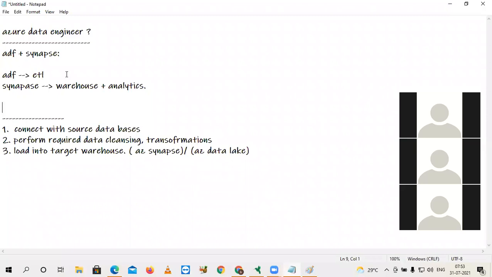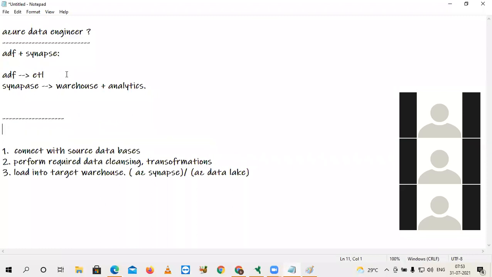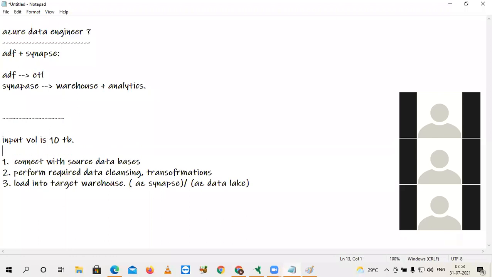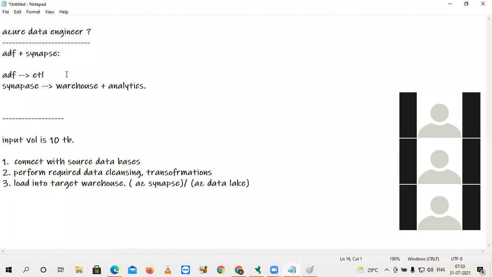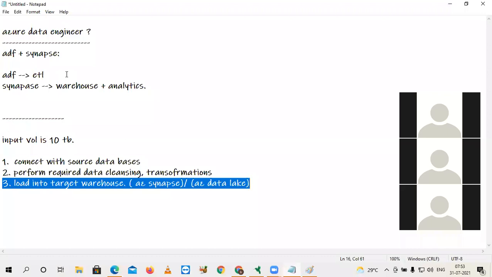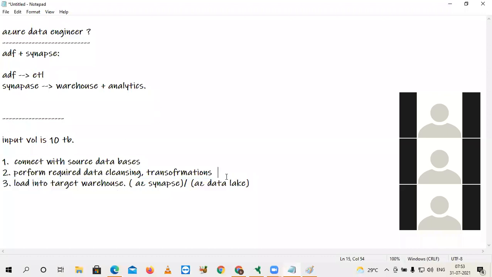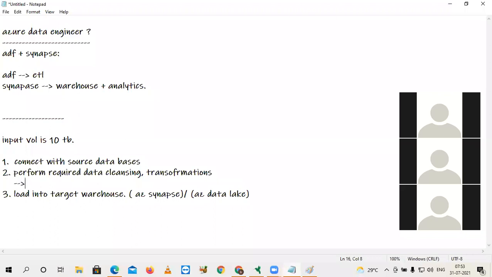Now, this is your working style generally. But what's the problem? Think that the input volume is 10 terabytes. Here you are extracting, then transforming, and finally loading into your target warehouse, maybe Synapse or maybe Data Lake, whatever it may be. But what is the time consumption here? The time consumption for transformations.